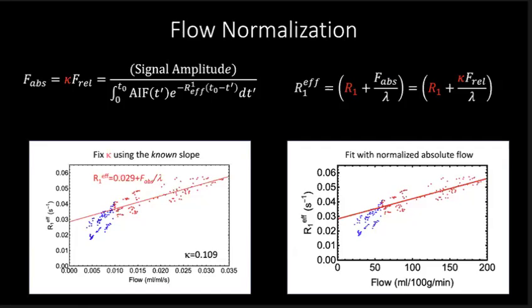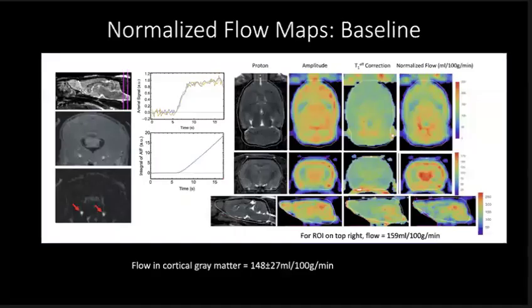Here it is again in terms of milliliters per 100 grams per minute. And that is your T1, 30, 35 seconds, something like that. And this is your slope. And so now with this normalization constant kappa, we can go through normalized flow and get flow in milliliters per 100 grams per minute. It looks something like this. Here's that study I showed you before, arterial input and so forth.